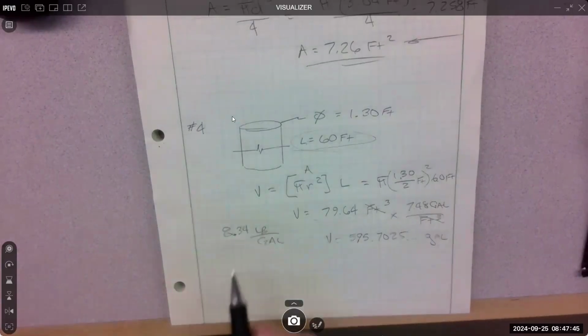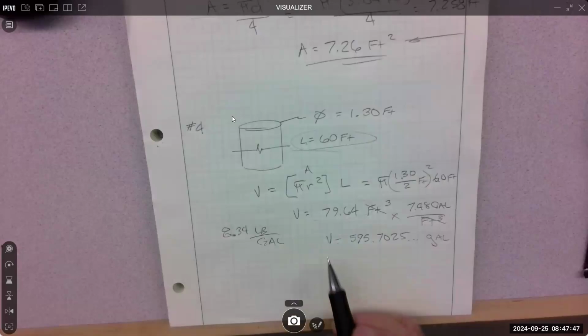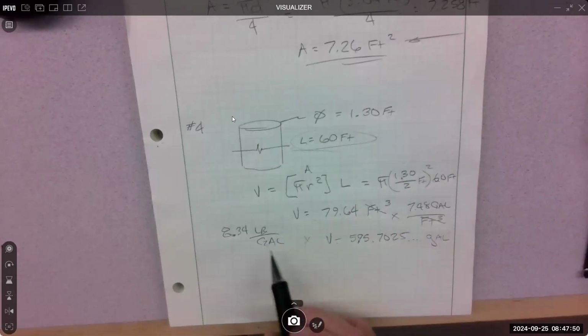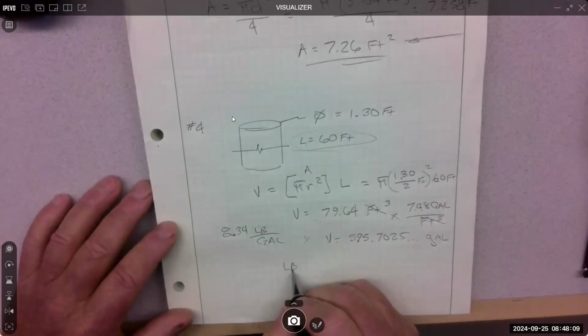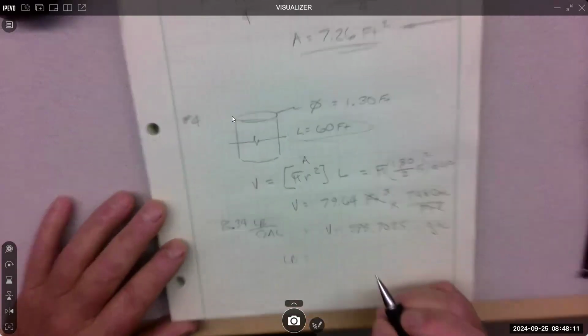And then we know we have 8.34 pounds per gallon, so we can just multiply that, the gallons will cross, we're left with pounds. 8.34 times. But you got a number? I got 4968. Yeah. 4968. I did it for the cubic foot thing. But it should come out the same, right?